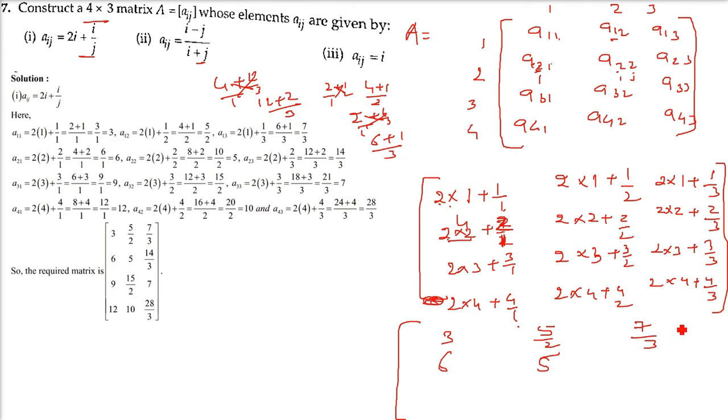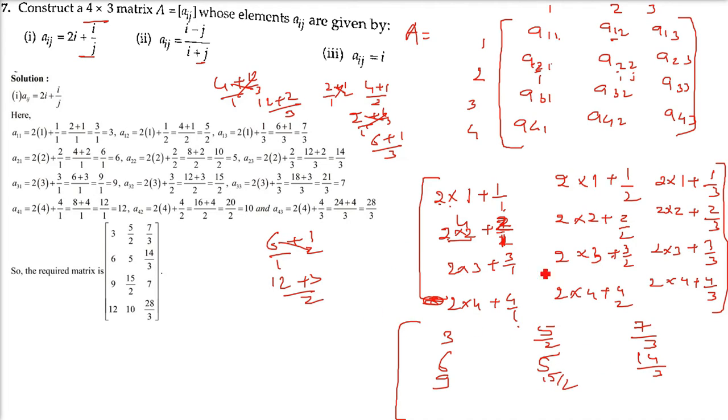This is 14 by 3. Now coming to the third row. 3 to the 6. 6 plus 3 is going to be 9. 2 into 3 is 6. 6 plus 3 by 2. Right? So 6 plus 3 by 2. Let us do 6. 6 into 2 is 12. 12 plus 3 by 2. That is going to be 15 by 2.